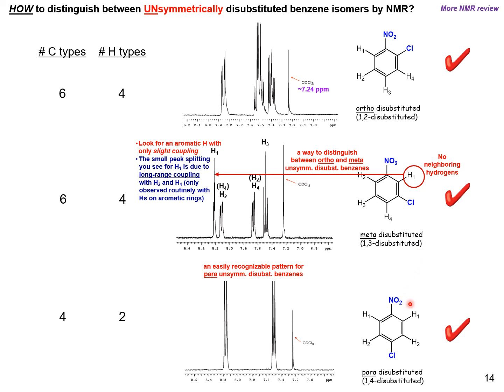The para disubstituted benzene will give you these 2 doublets downfield, again in the aromatic region, in the proton NMR. And for a meta unsymmetrically disubstituted benzene, it has a hydrogen which will resemble more like a singlet compared to the other peaks because it has carbons next door which do not have any hydrogens, whereas ortho unsymmetrically disubstituted benzenes have hydrogens on carbons next door, and they give a more complex looking spectrum.